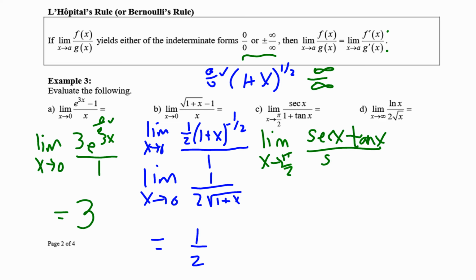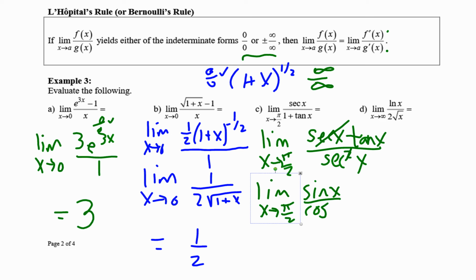And then the derivative of the bottom was secant squared. So we cross that out. So now we have tangent over secant. Well, tangent's sine over cosine. And secant is 1 over cosine. So 1 over cosine is just cosine. So that's the limit as x approaches 1/2 pi of sine of x. And sine of 1/2 pi is 1.